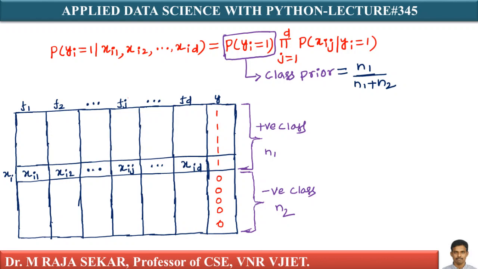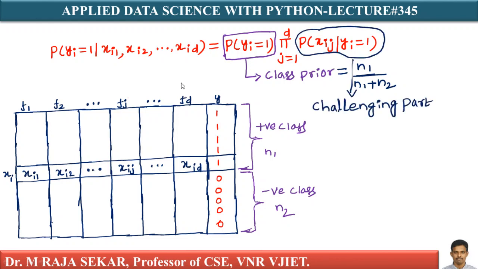Now comes the challenging part. Class prior is simple: favorable cases are n1, total is n1 plus n2. Which one is challenging? Calculating P of xij given y equal to 1 is the challenging part. What does it mean? The probability of xij relates to the jth feature, so it is the probability of my jth feature given my class label, which is 1.